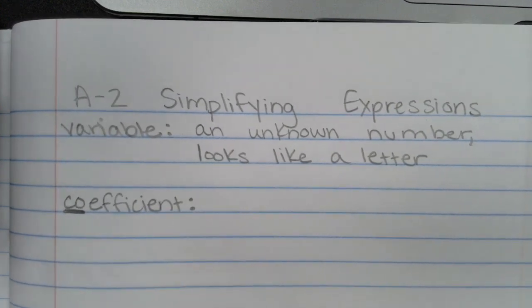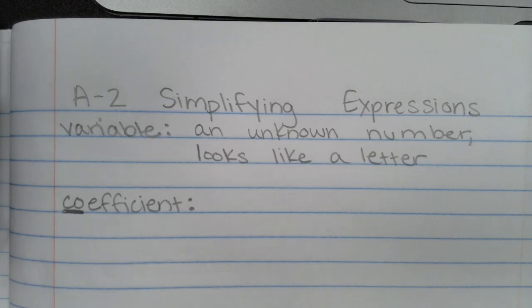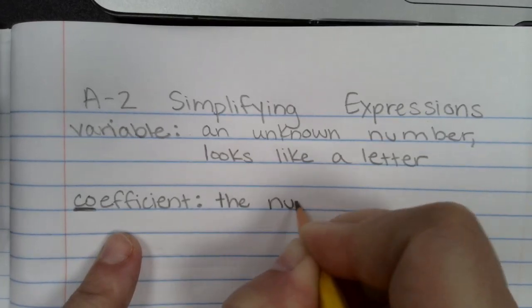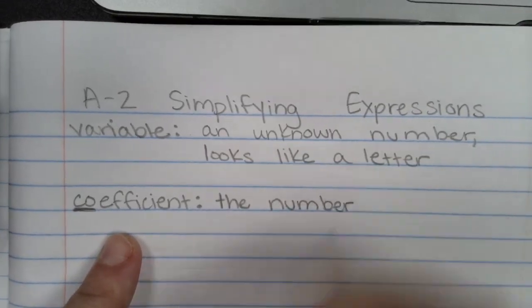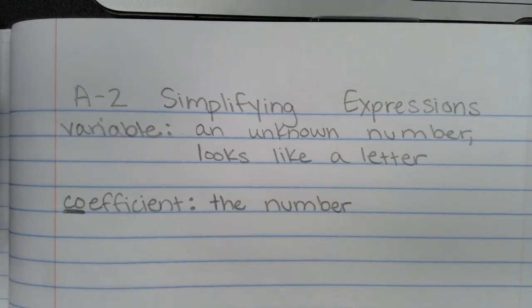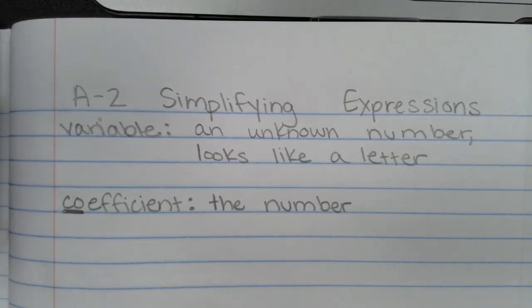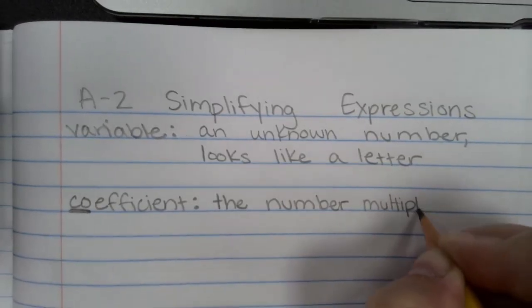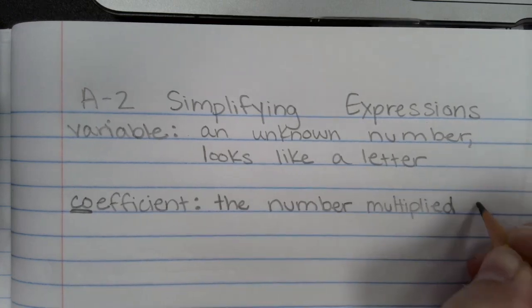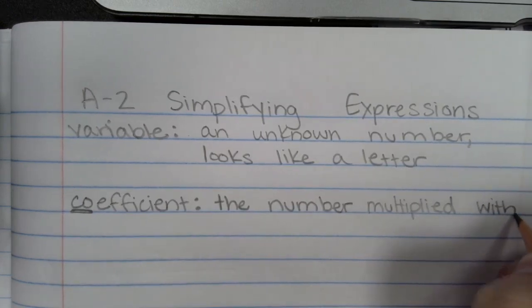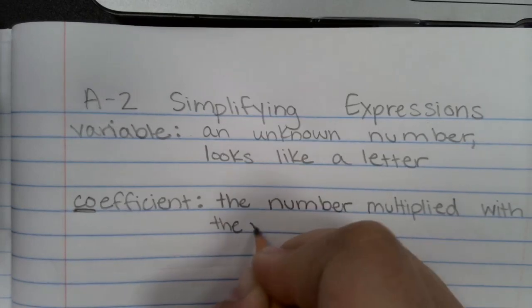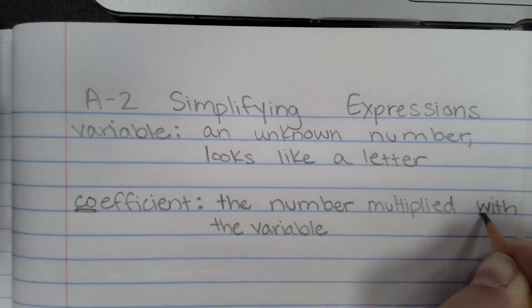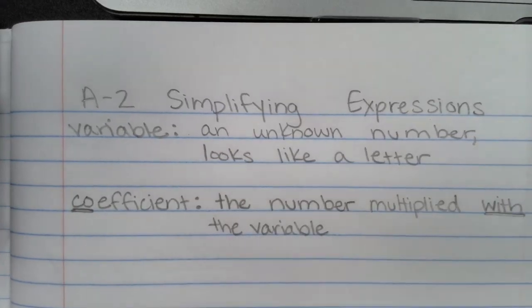All right, so cooperative means you're working together. So coefficient is the number multiplied with the variable. So that with is kind of that idea that they're together.